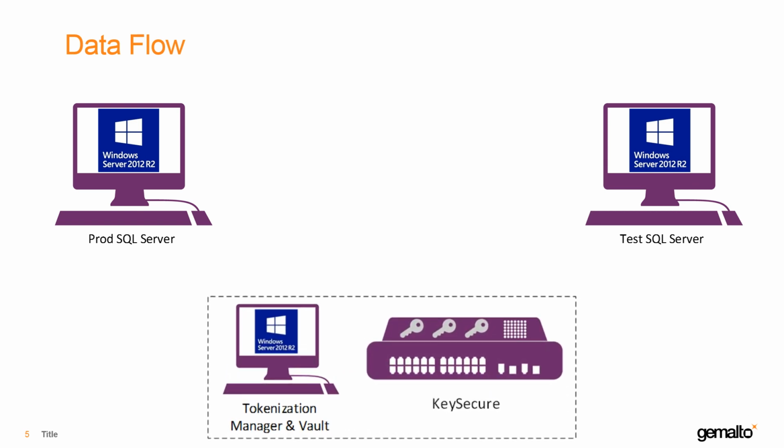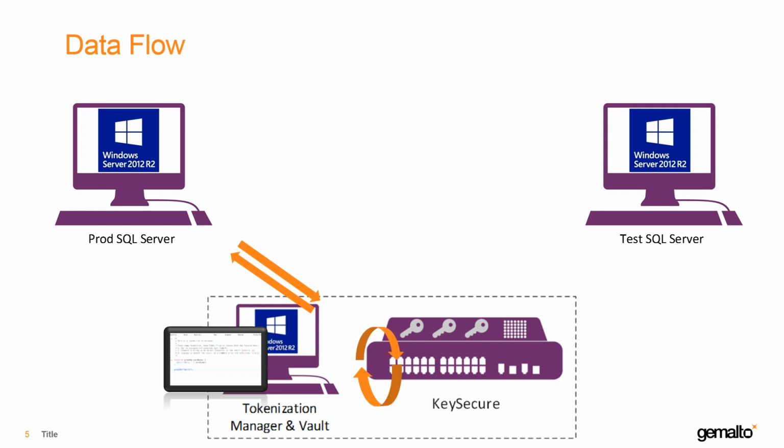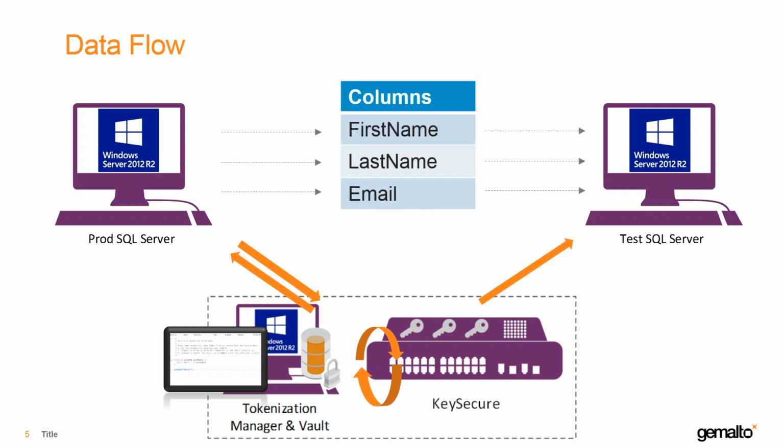This server is also where we have installed the Tokenization Manager application software and where we will be executing our little demonstration script. The script will make a call and retrieve the data from the production database, tokenize the data, store the relationship in the encrypted tokenization vault, then send the tokenized values to the test database, resulting in tokenization of the first name, last name, and email columns.